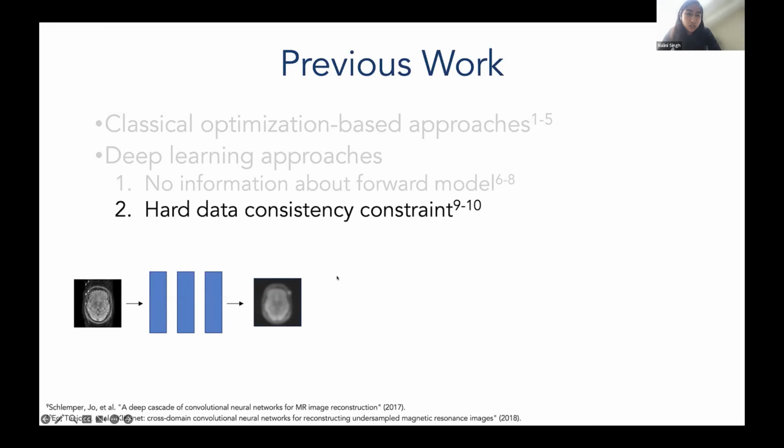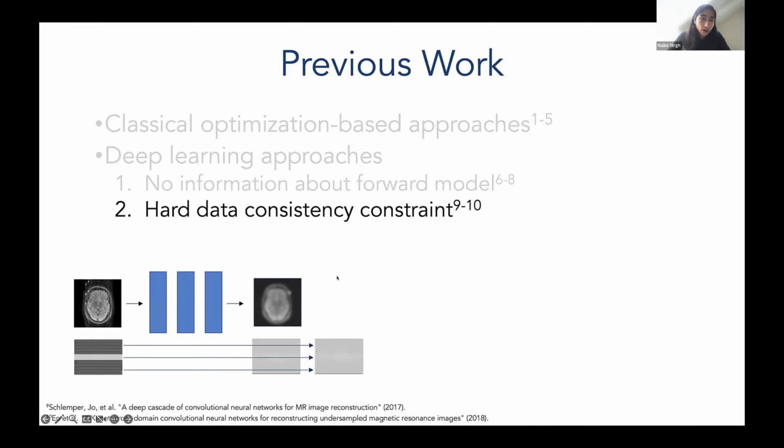A second set of approaches uses what I'll call a hard data consistency constraint. The idea here is that you want to take advantage of the fact that there are some locations in K-space where you know what the measurements should be. So just as before, you train a network to do some reconstruction, but then what you do is you look at the K-space that corresponds to your reconstructed image. And at the points in K-space where you know what data you acquired off the scanner, you just replace those points in K-space with the data that you acquired. And so now you know for sure that the result of your reconstruction is going to be consistent with the measurements that you got in the imaging process.